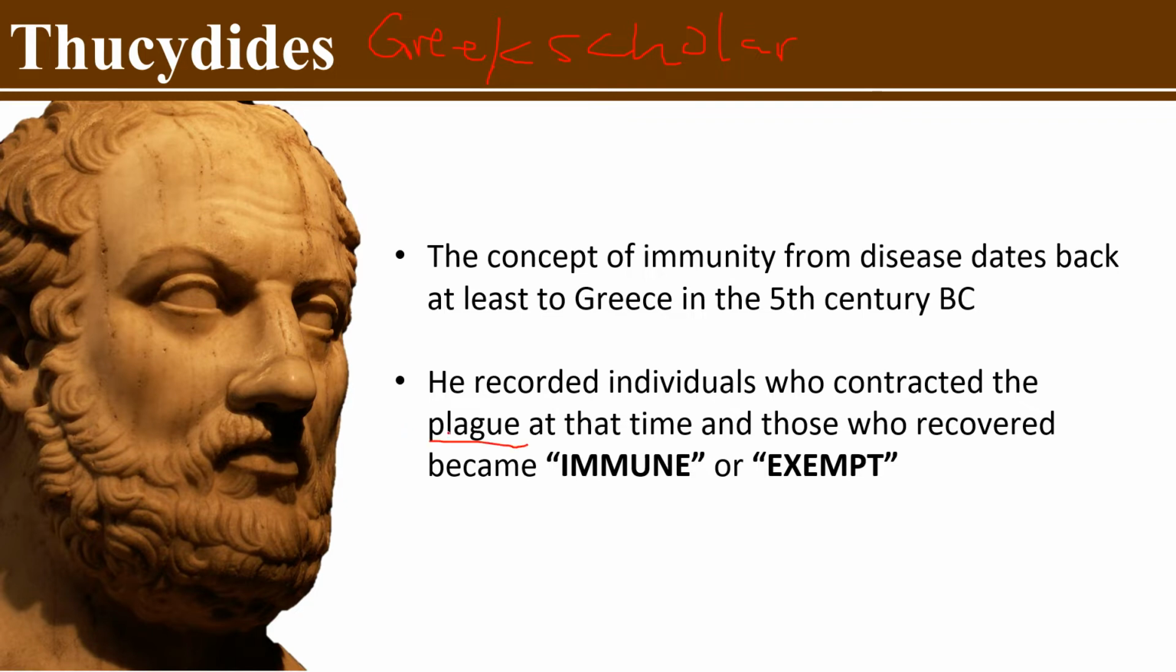Now, if you recall, class, your plague would be caused by the bacteria Yersinia pestis. Now, it was believed, according to Thucydides, that if you would get infected by Yersinia pestis through the infected rat mites or rat lice, and you get bitten and you would somehow recover, class, you would become immune or exempt.